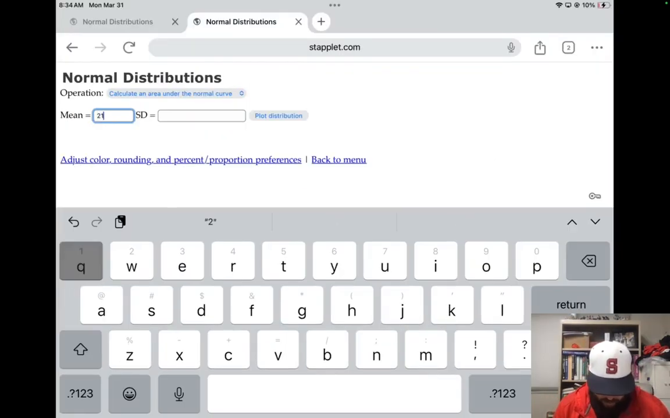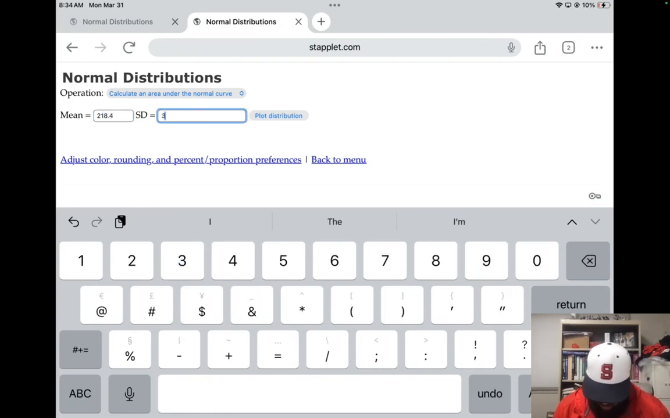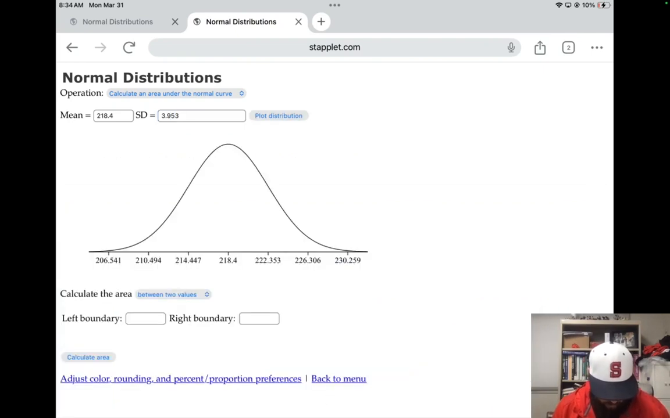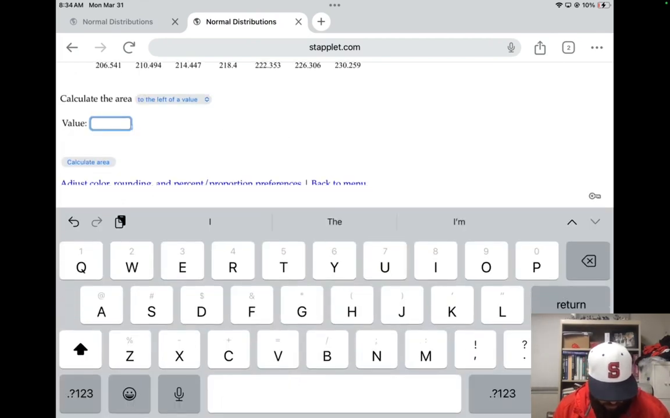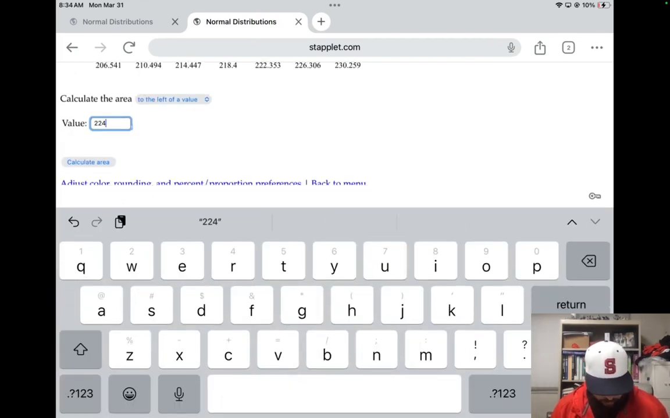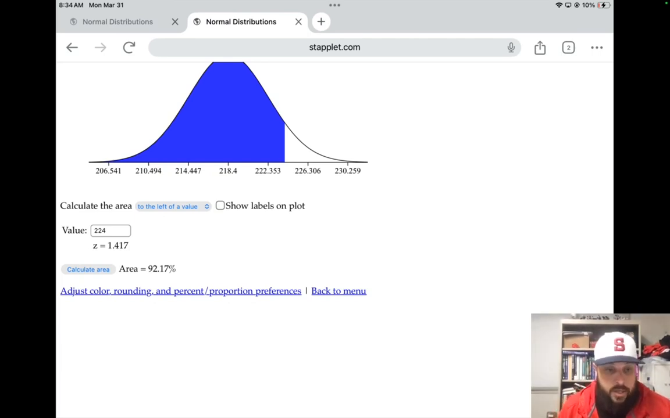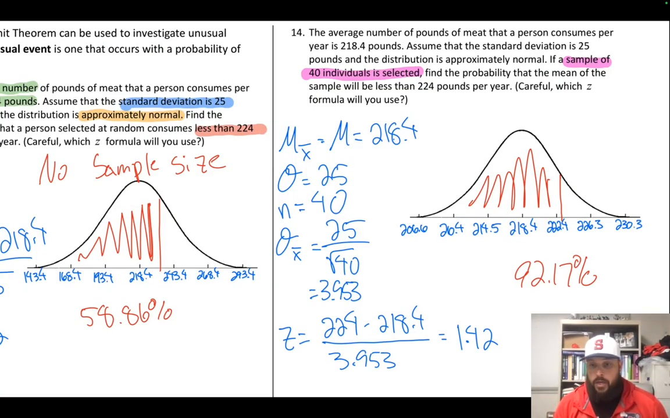So our mean was 218.4 again. Our standard deviation this time was 3.953. And to the left of our 224. So there's our Z, our 1.417, or 1.42 rounded up, and we get an area of 92.17. Okay, so a good bit greater, and we know, yeah, once we go out past one standard deviation, it starts increasing by quite a bit.